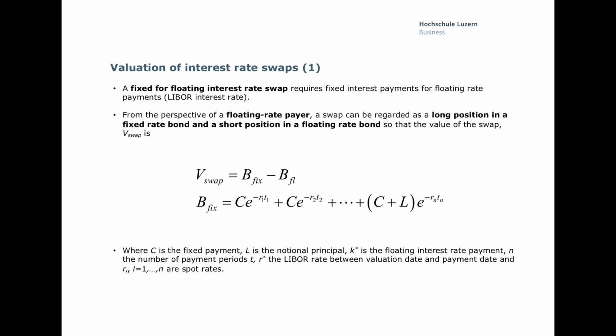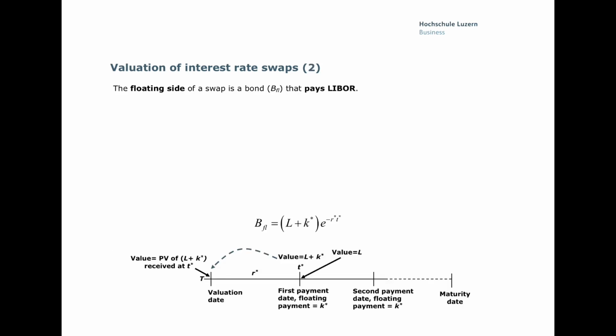To value the floating rate bond, we note that the bond is worth the notional principal immediately after an interest rate payment. In order to understand this, we have to dig a little deeper. You might recall from our previous discussion that the floating side of a swap is a bond that pays LIBOR. Since the bond's cash flows are as well discounted at that particular rate, we have a scenario where the coupon rate equals the discount rate.